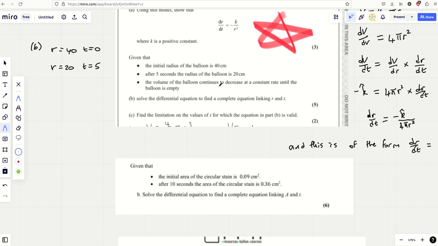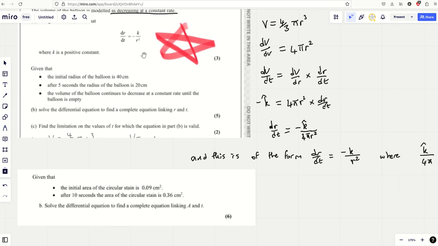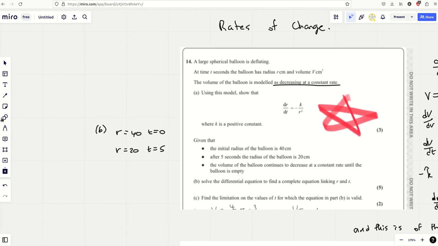And the volume of the balloon continues to decrease at a constant rate until it's empty. Okay, solve the differential equation. So what are we going to be doing to solve this? Well, this is a classic example of separation of variables. It almost always is. So we're going to separate the variables.